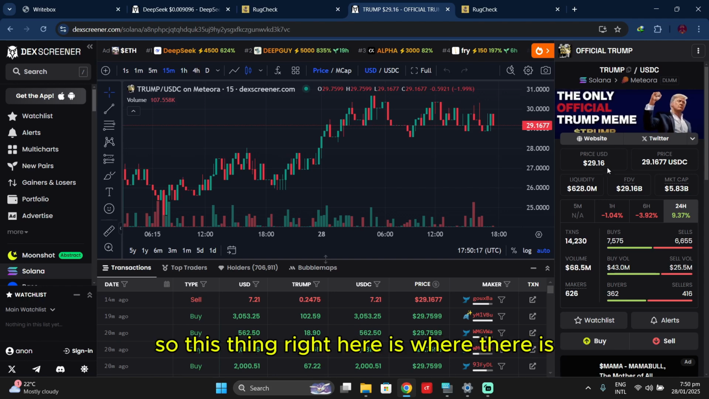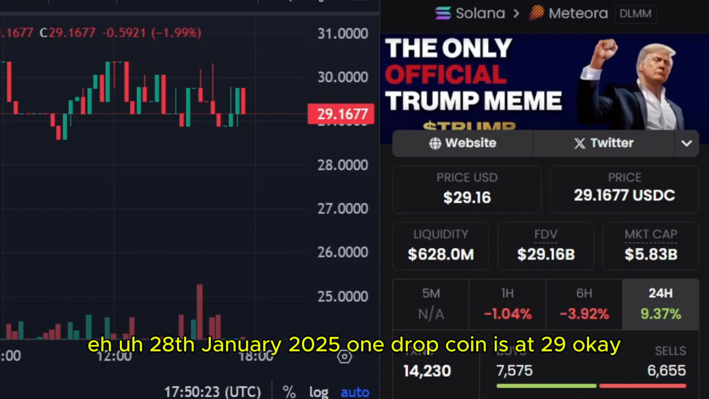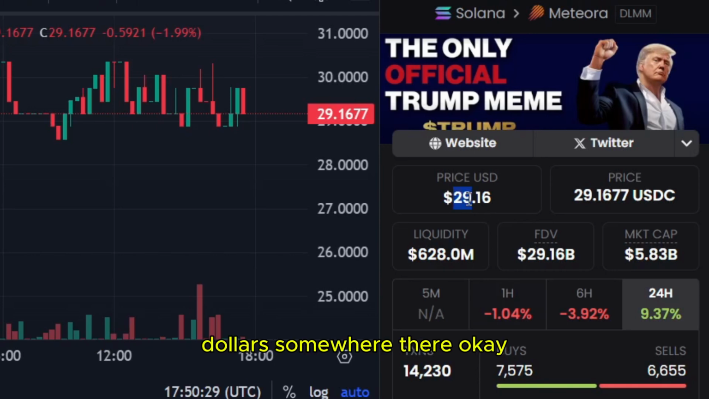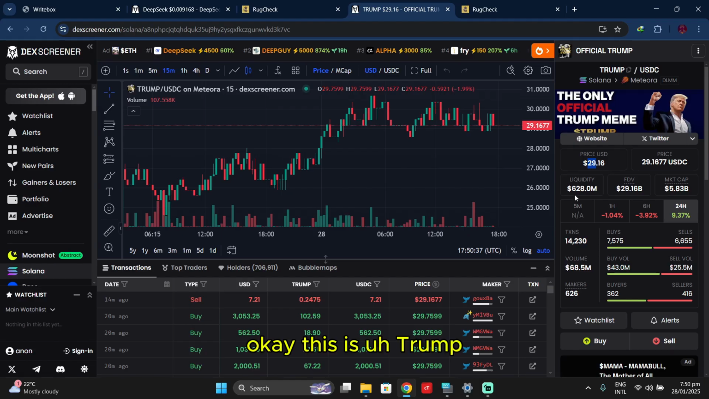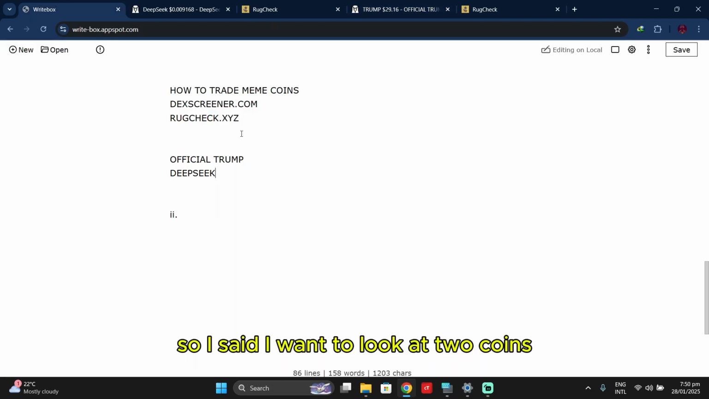This thing right here is where the important information is. As of today, 28th January 2025, one Trump coin is at 29 dollars, somewhere there, and the liquidity is 628 million. Okay, this is the official Trump.